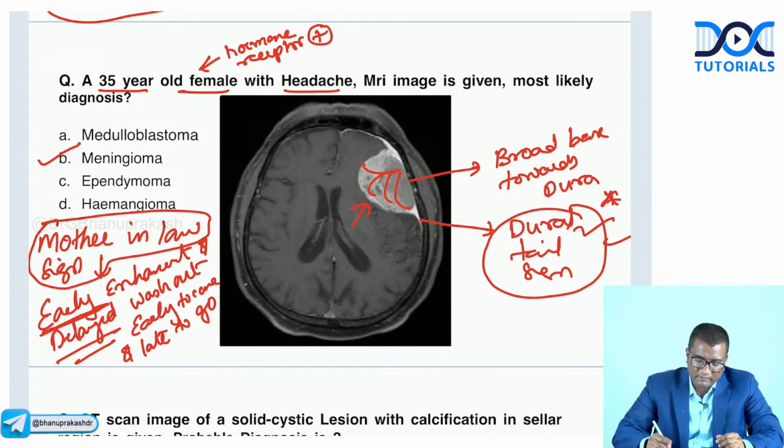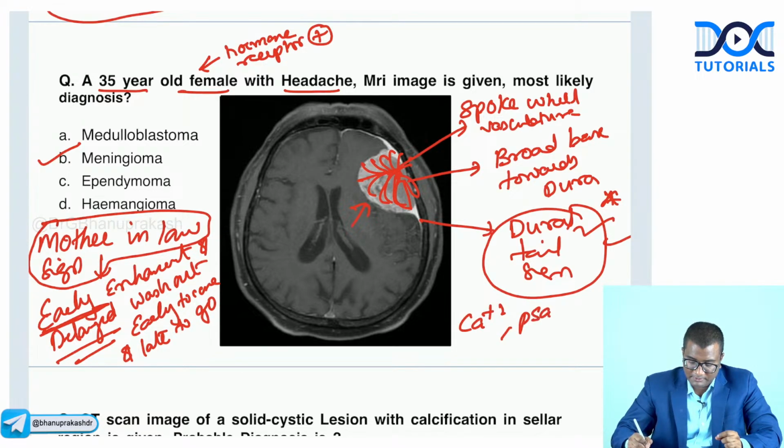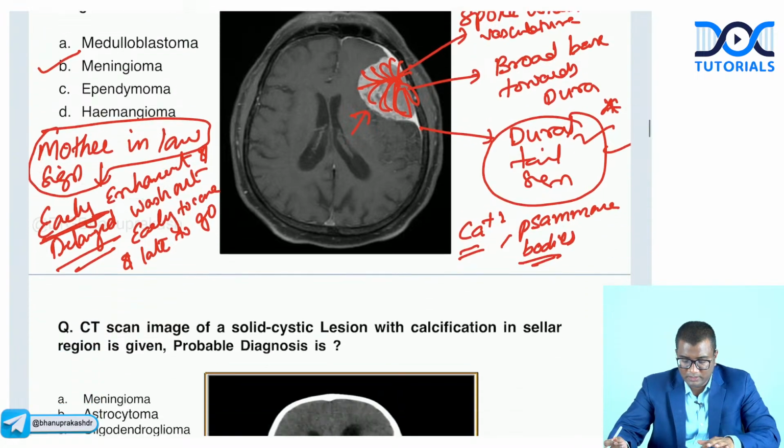Because of the spoke wheel-like vasculature that you have, intense contrast enhancement will happen. Meninges are a very vascular layer. So when you have a tumor there, there is spoke wheel vasculature, and that's the reason the contrast will come very fast there. You have intense contrast enhancement, early enhancement, and delayed washout called the mother-in-law sign. And you can see calcification, psammoma bodies. Sometimes a radiograph will be given showing a calcific area towards the broad base, towards the cerebral convexities. So psammoma bodies and calcifications are common in meningioma. These are important points about meningioma.